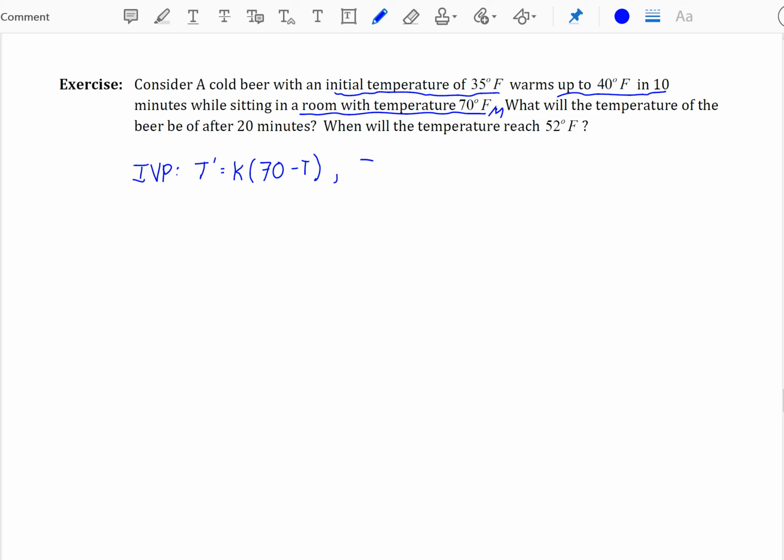For our initial condition, we know T of 0. Our can of beer started at 35 degrees Fahrenheit. And it warmed up to 40 degrees after 10 minutes. So T of 10 equals 40 degrees Fahrenheit. This is your initial value problem.